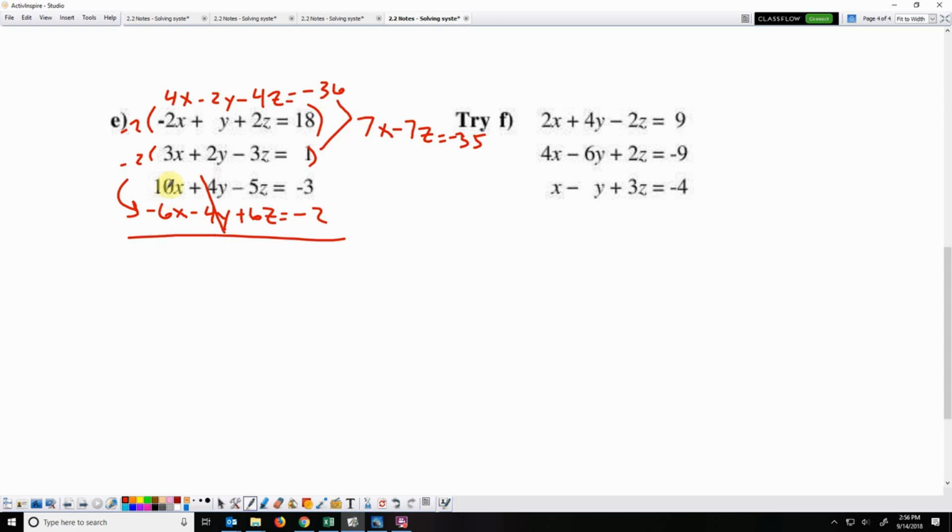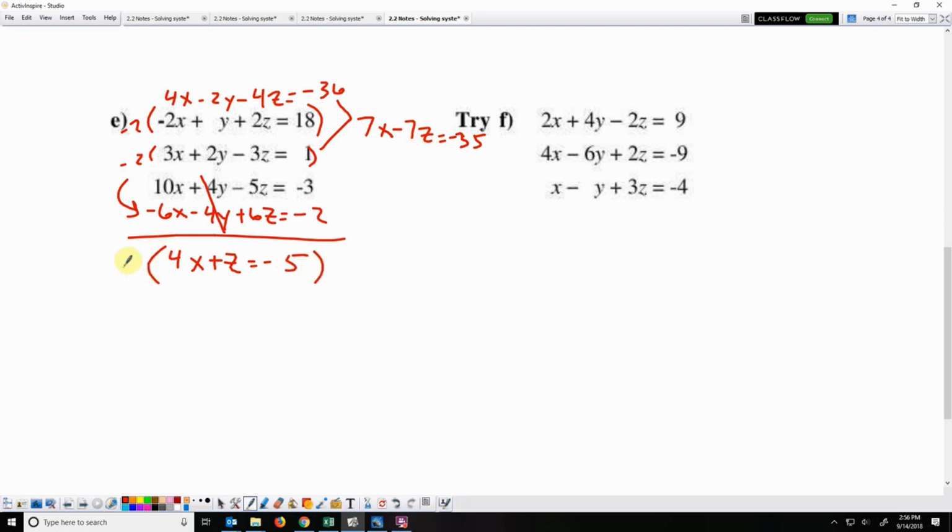So the y's cancel. 10 minus 6 is 4. -5 plus 1 is 1. Or plus 6 is 1. -3 minus 2 is -5. So I've got two equations, each with an x and a z. And it looks like eliminating the z's wouldn't be too difficult.